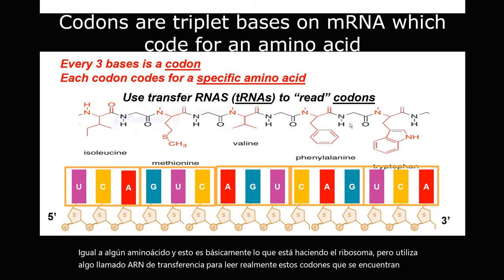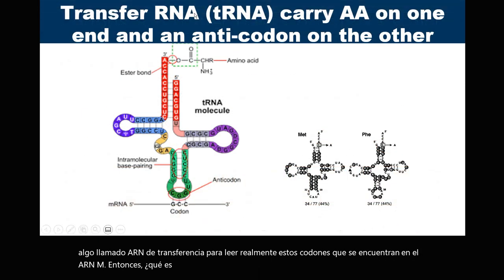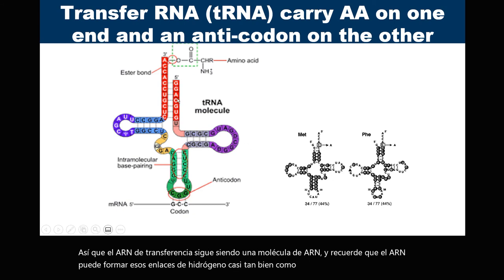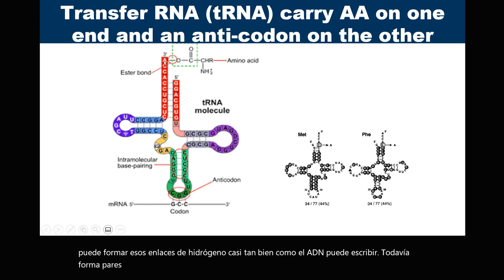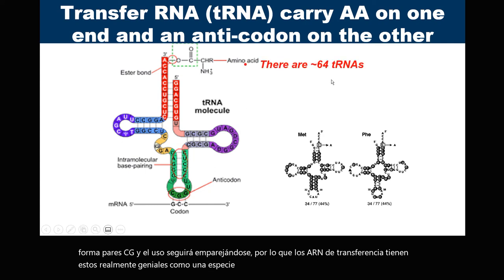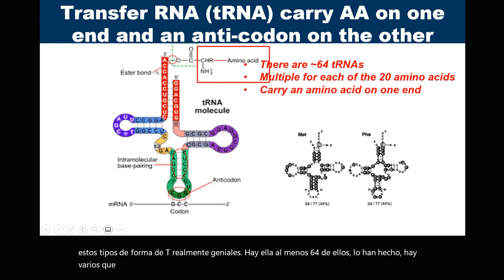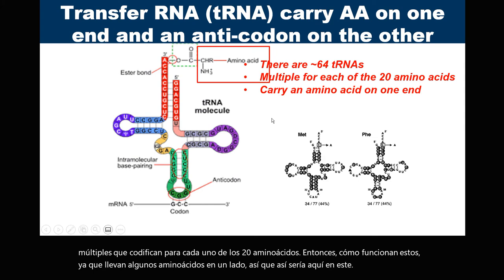So, okay, what's a transfer RNA? Transfer RNA is still an RNA molecule, and remember that RNA can form those hydrogen bonds almost as well as DNA can, right? It still forms CG pairs, A's and U's will still pair up. And so transfer RNAs have this really cool, kind of T-shape. There are at least 64 of them. There are multiple ones that code for each of the 20 amino acids. So how these work is they carry some amino acid on one side. So like that would be up here on this one, methionine here, phenylalanine there.